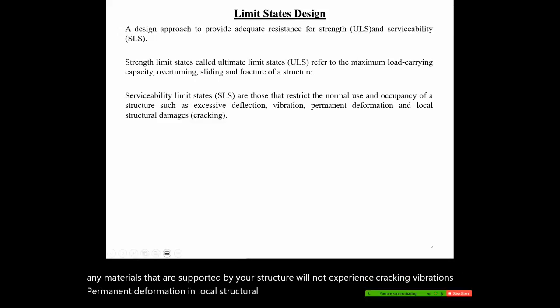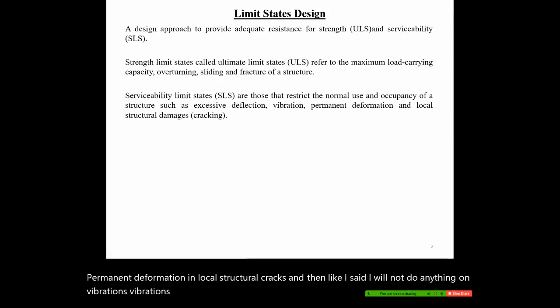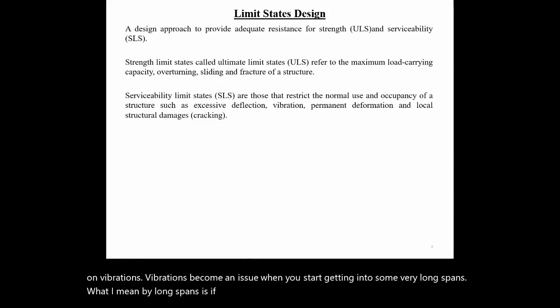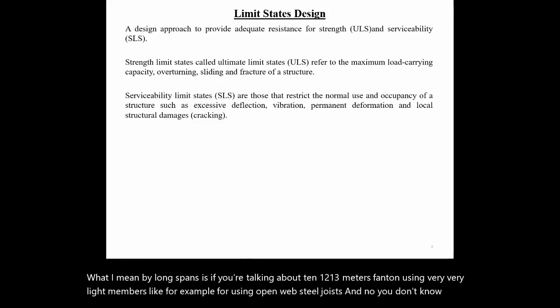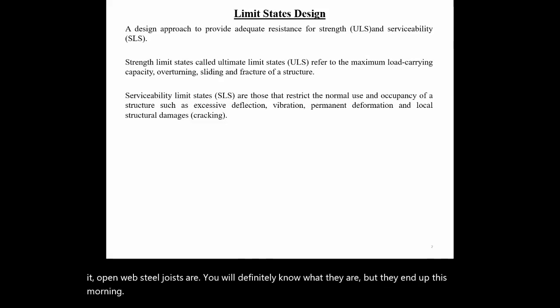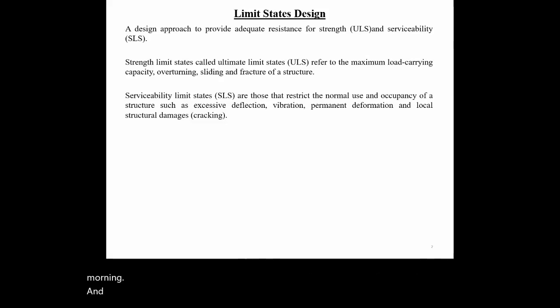And like I said, I will not do anything on vibrations. Vibrations become an issue when you start getting into some very long spans. What I mean by long spans is if you're talking about 10, 12, 13 meter spans, and you're using very, very light members. For example, if you're using open web steel joists, and those of you that don't know what open web steel joists are, you will definitely know what they are by the end of this morning. Especially if you have long spans and very light members, you can get into a vibration problem.